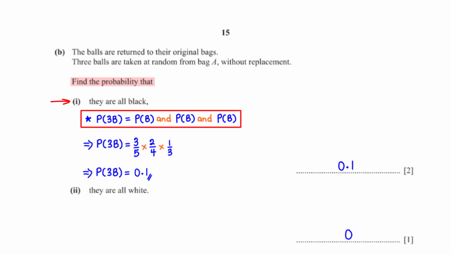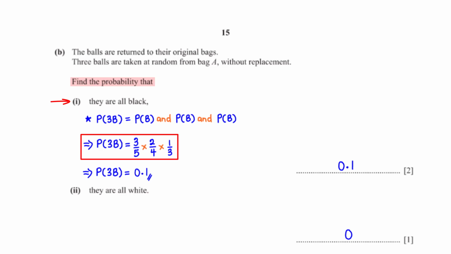This probability is equal to the probability of picking a black ball from bag A the first time, picking a black ball the second time, and picking a black ball the third time. The probability of picking a black ball from bag A the first time is equal to the number of black balls in bag A, which is 3, divided by the total number of balls in the bag, which is 5. Without replacement, the pool reduces by 1, and so the probability of picking a black ball the second time is 2 over 4. Without replacement, the probability of picking a black ball the third time is 1 over 3. When we type this into the calculator, we get 0.1.